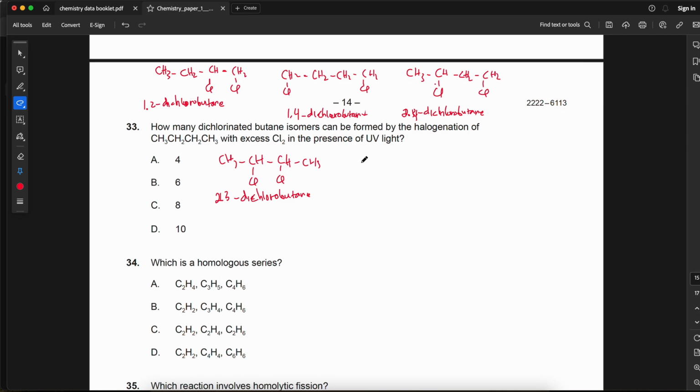And next is CH3, CH in the middle now, 2,3, yeah, correct. And then CH3, Cl, and then let me just put it here for both Cl, Cl, and CH, CH2, CH3. So that would be 1,1-dichlorobutane.